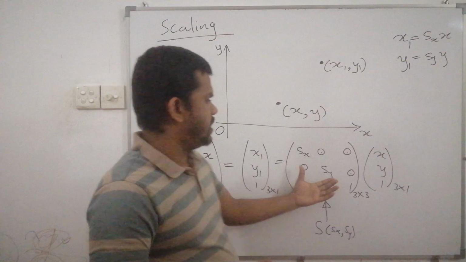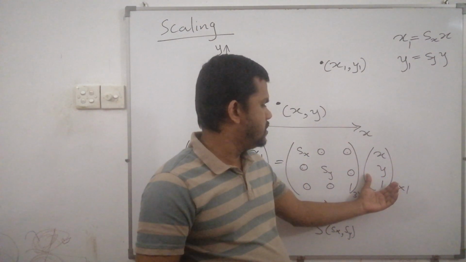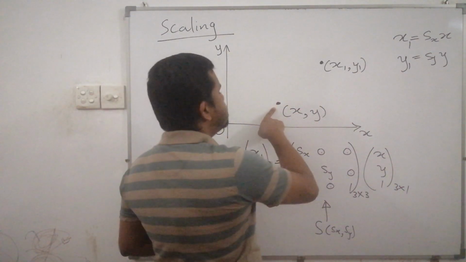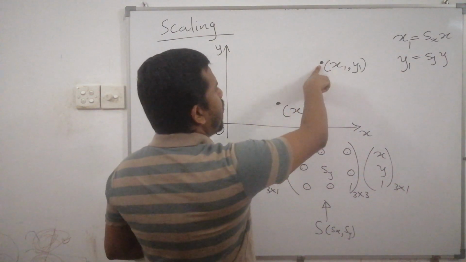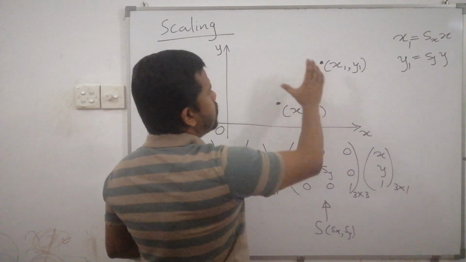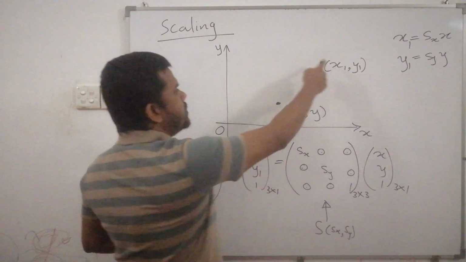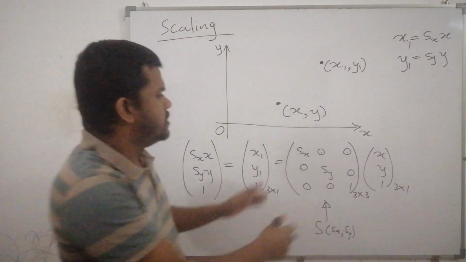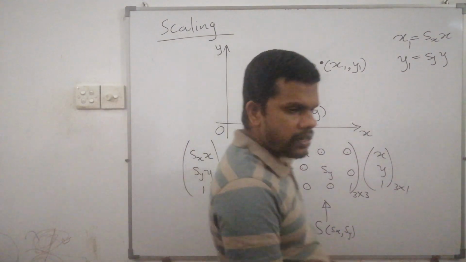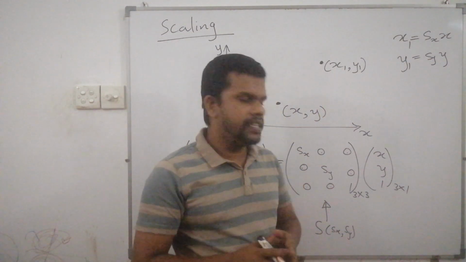Now this matrix can transform this matrix to this one. Here this point moves to here. So this transformation we call scaling, and this is the corresponding matrix. Now let's discuss our topic, general pivot point scaling.